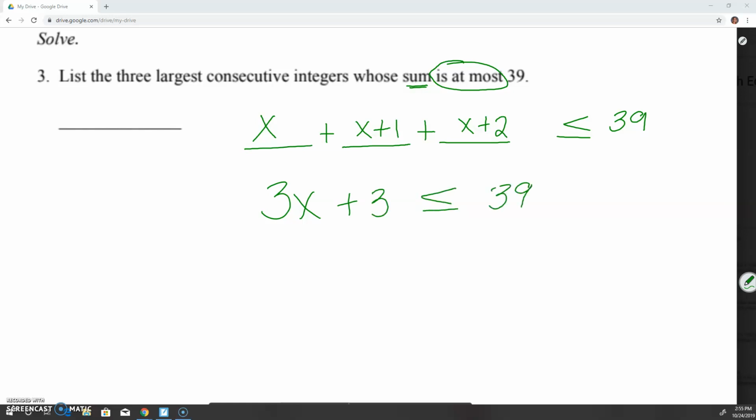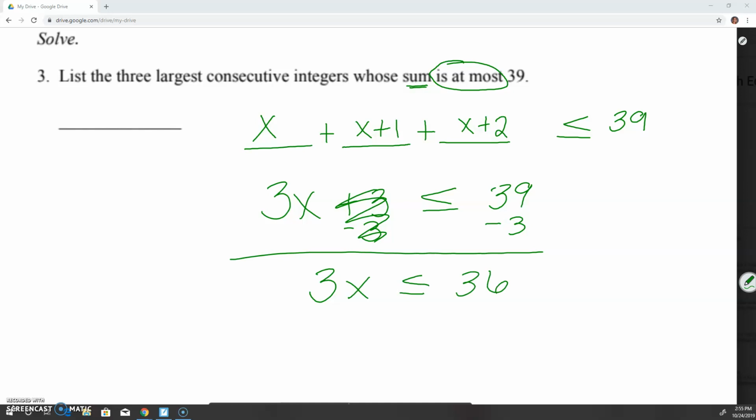How do I solve this? Subtract 3. So you have 3 times X is less than or equal to 36. Perfect. Divide by 3. So X is less than or equal to 12. So X is 12.